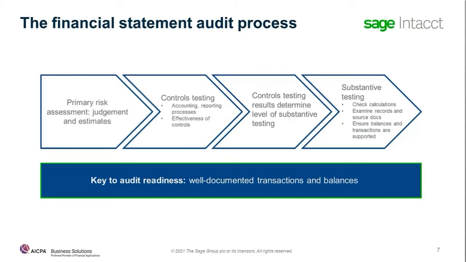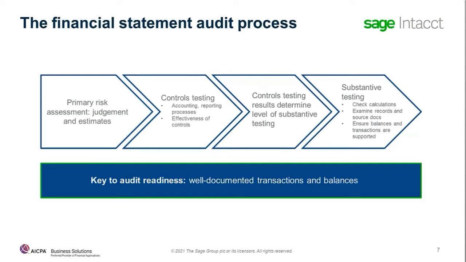And an audit tests various areas of risk to get an overall comfort level of your controls, accounting, and reporting processes in order to issue their opinion on conforming with accounting standards. And at Sage Intacct, one thing we hear from finance leaders is their desire to have effective controls around their accounting and financial reporting processes, which helps reduce the risk of a material misstatement.